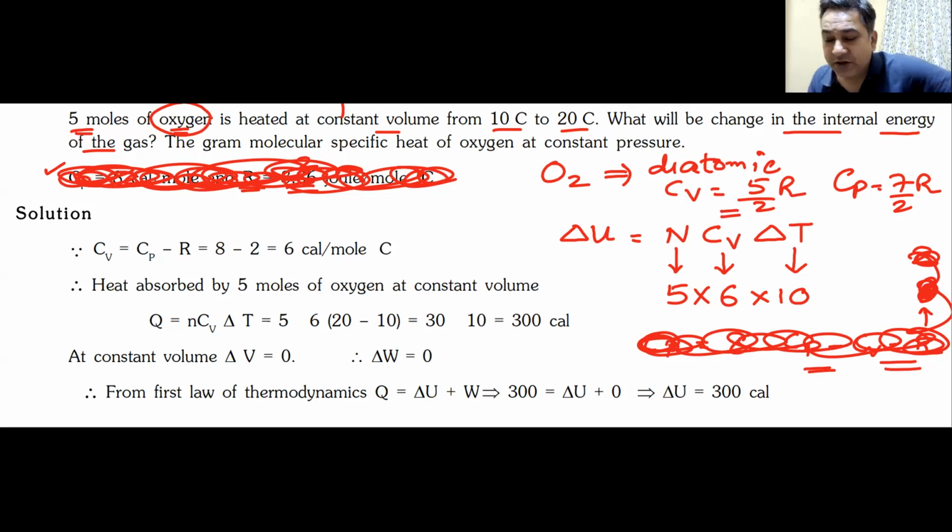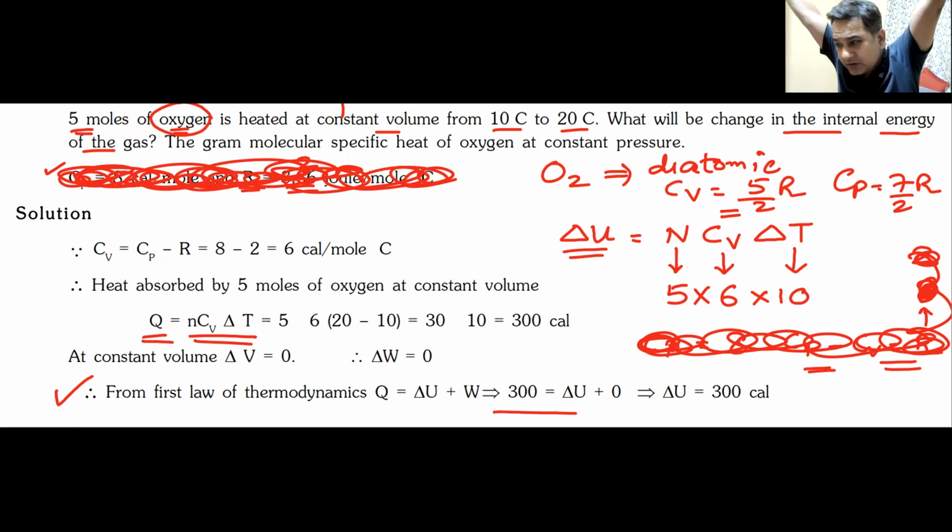The value of Cv is already given to you because they have told you it's a diatomic gas. They will only tell you that it is a diatomic gas. If it is a diatomic gas, the value of Cv has to be 5 by 2 R, and the value of Cp will be 7 by 2 R. From there, you can solve this question and find the change in internal energy. Here, the value of Cp was given as 6 calorie per mole, but you can always find it in terms of R. Once you get the change in internal energy, work done is zero, the same will be the heat absorbed in this process, and you can solve this question.